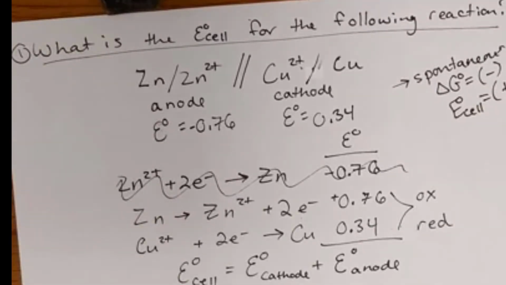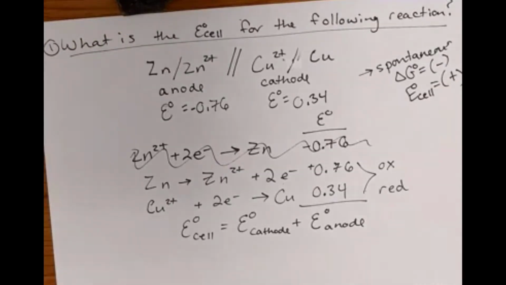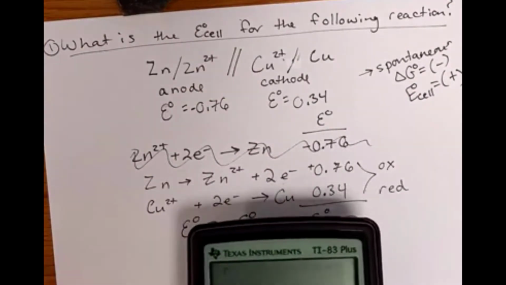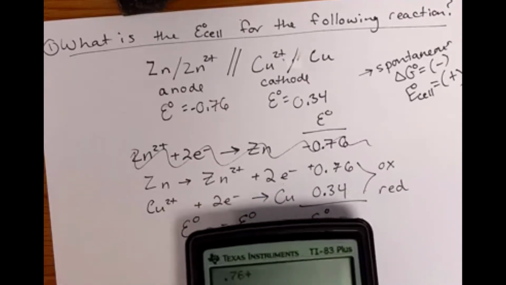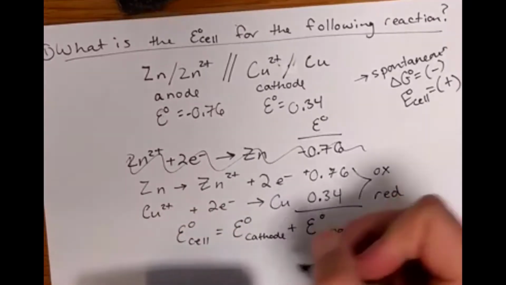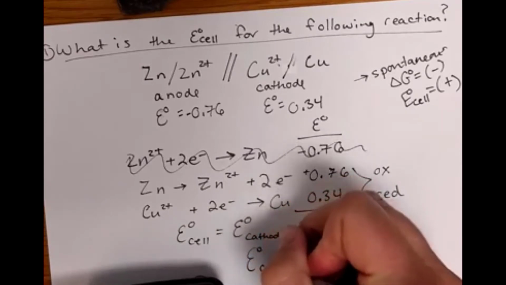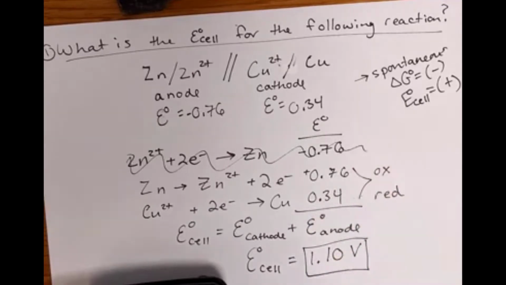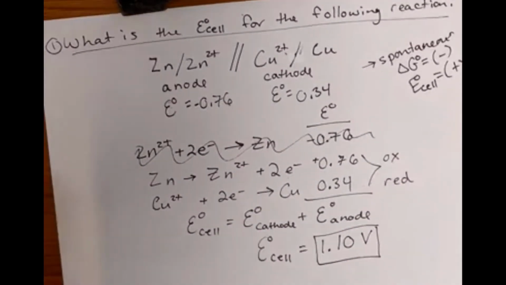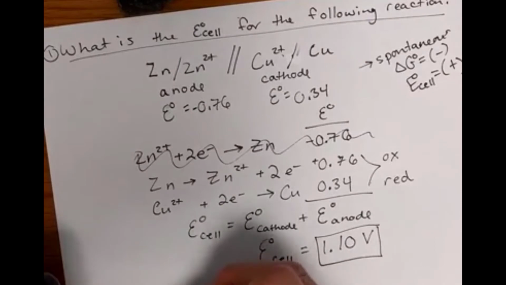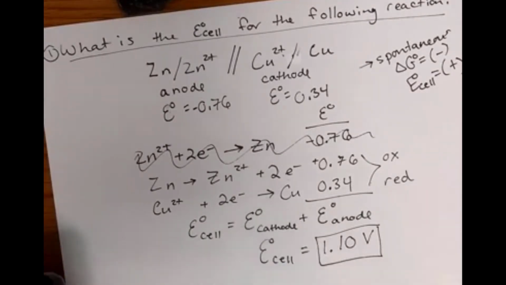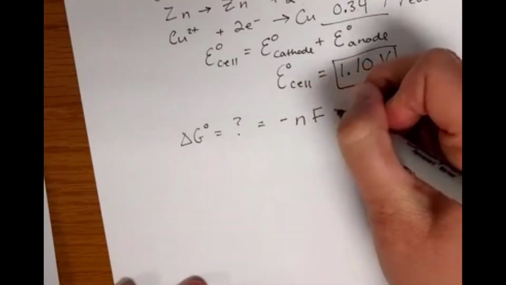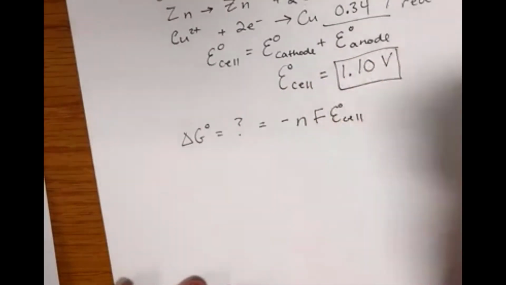So I go to my calculator, and I'm going to literally just type in, let me use this calculator, that way you can see what I'm doing. Whenever I get this number, it's 0.76 plus 0.34 gives us 1.1. So E cell equals 1.10 volts. And that's my final answer there. I could have asked you a little bit further, I could have said, okay, well, what is delta G? If that were the case, remember delta G is negative n times F times E cell.